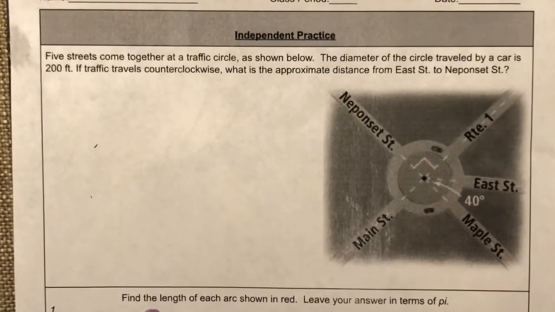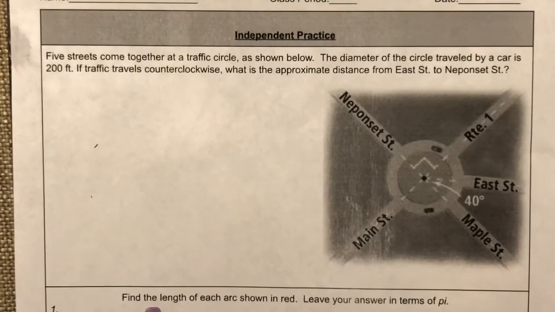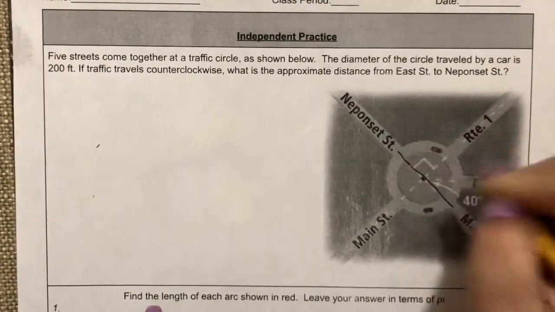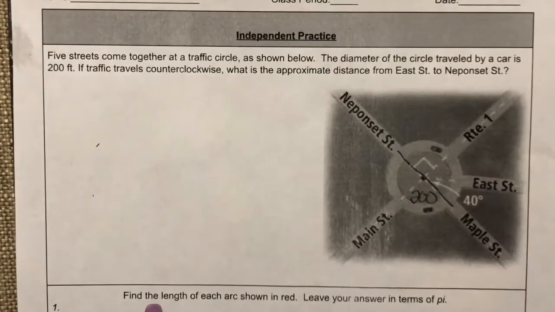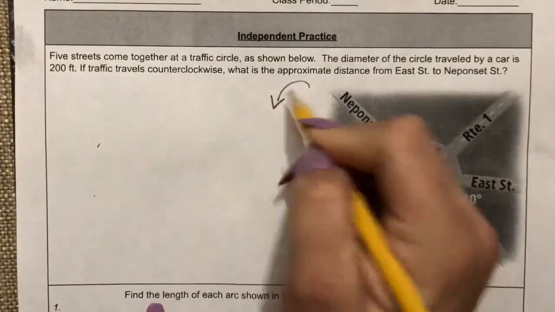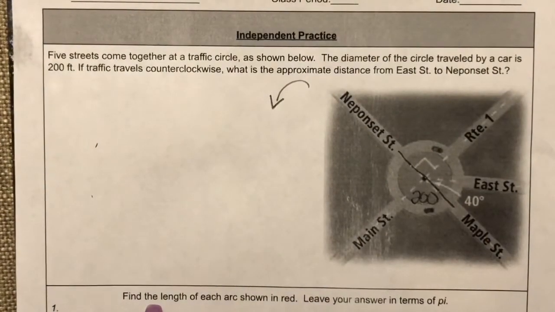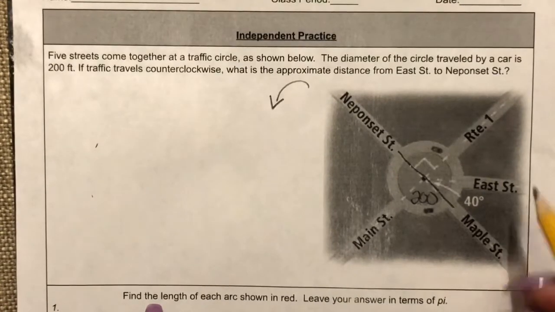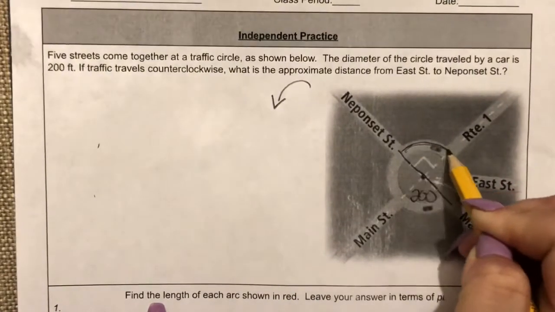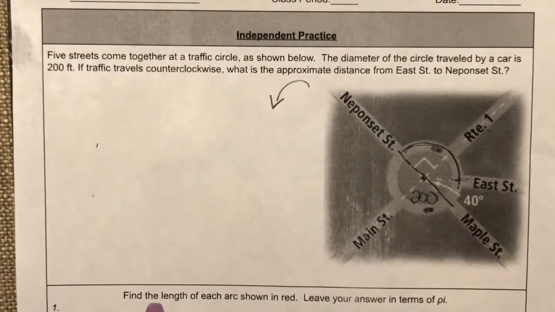5 streets come together at a traffic circle, shown below. The diameter of the circle traveled by a car is 200 feet. So I know that from there to there is 200 feet. If traffic travels counterclockwise, which means I'm going that way, what is the approximate distance from East Street to Neponset Street?